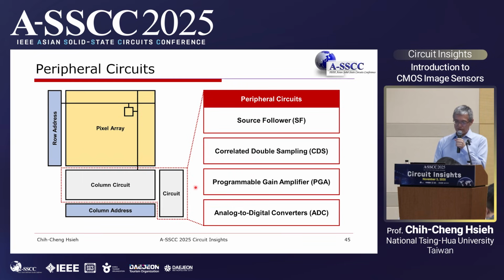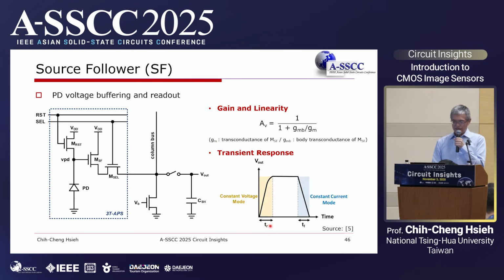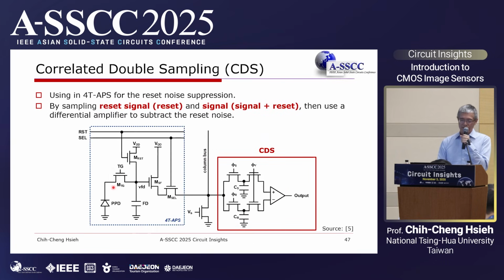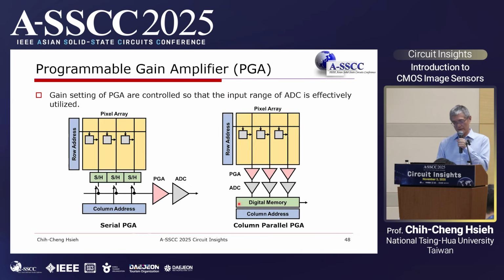Okay, the peripheral circuit includes the source follower, CDS, PGA, and ADC. Source follower is a simple circuit for signal buffering. CDS is for the double sampling and the subtraction, as I mentioned. So after the source follower, you need a circuit to do the subtraction. Maybe a switched-capacitor based circuit is a good candidate.